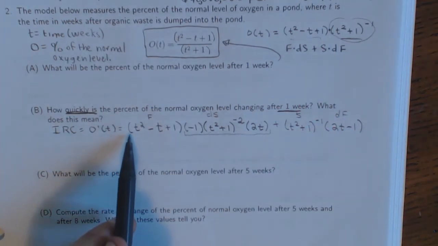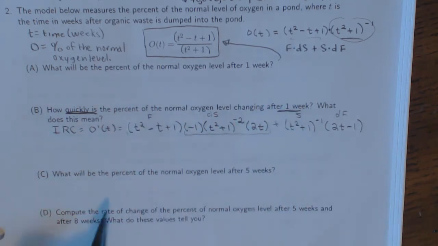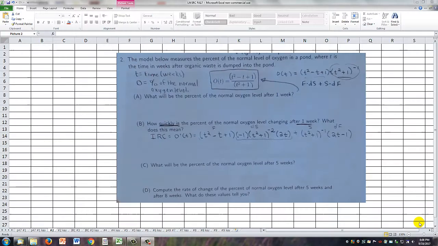Okay, now I'm going to stop and we'll type this in and we'll be able to answer all these questions. Okay, question 2, we've already taken the derivative. In question A, we want to know the percent of normal oxygen level after 1 week. So that's asking you to just demonstrate the relationship. If you know the week, you'll know the percent normal oxygen level. So you would use the original. And then question B, how quickly is the percent changing? That's asking for the IRC. So you would use the derivative.